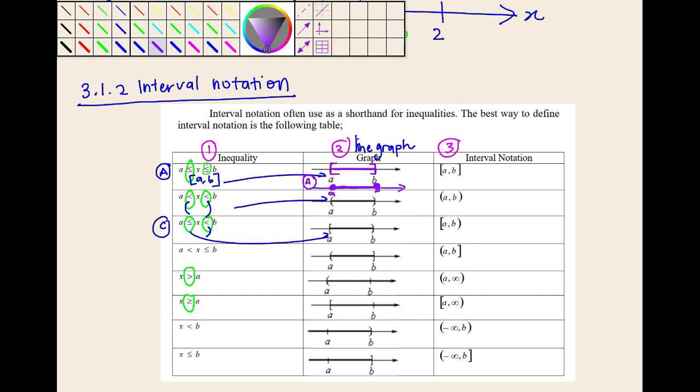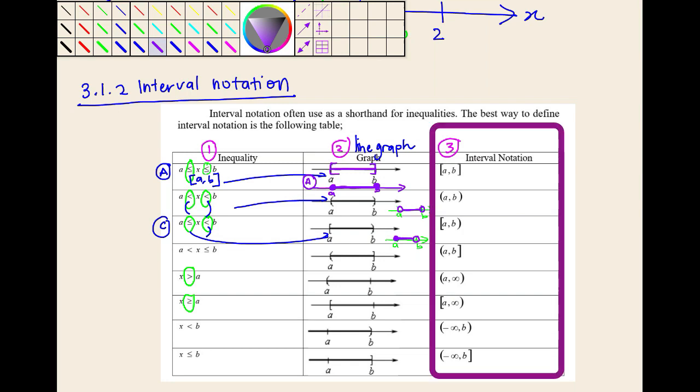So if it doesn't include A and B, for example, you have this line over here, point A and B, you draw just a circle, a dot with a hole, and you draw a line between them. Okay, so in this case, the third example C, you include A, so you have a bold dot, and exclude B, so you have a circle, then you draw a line between them. So that's how you draw a line graph.